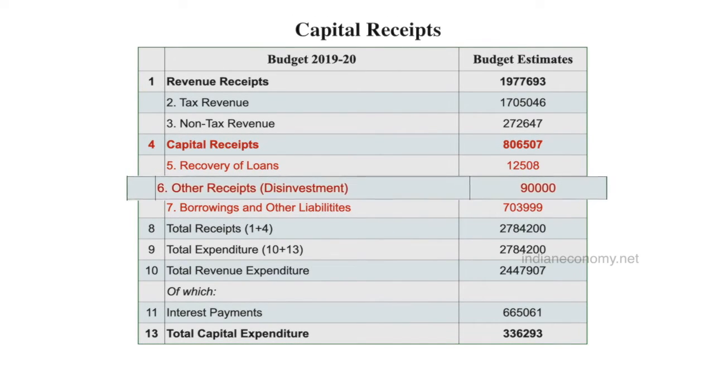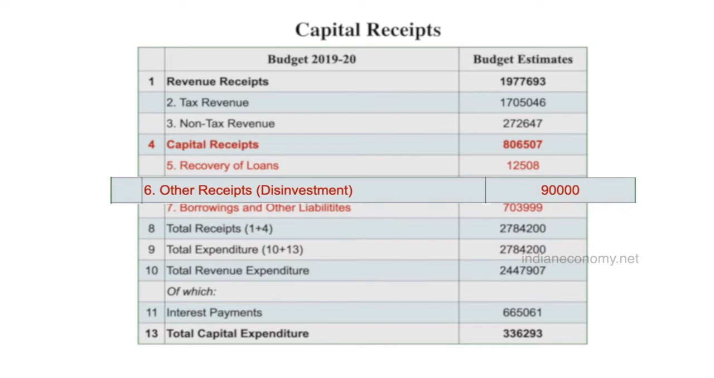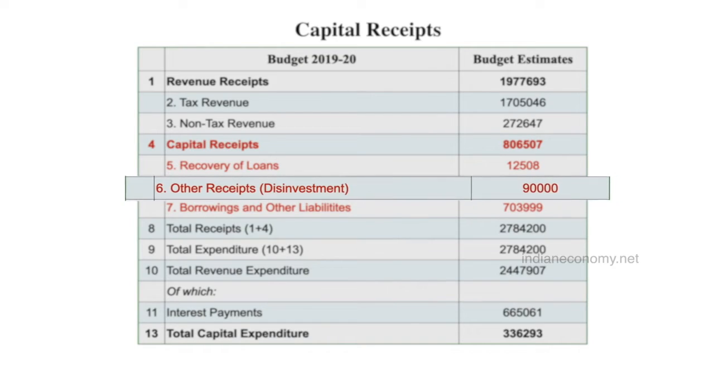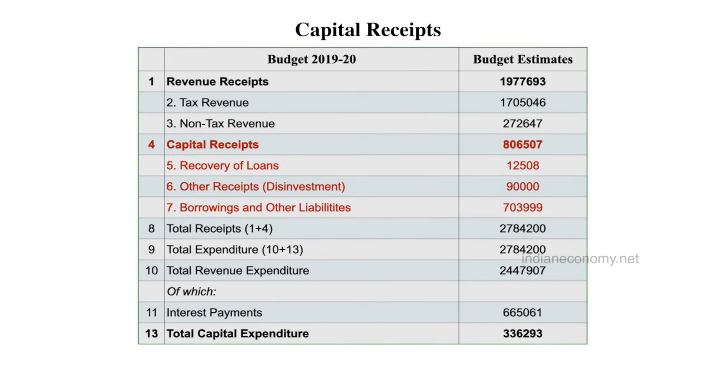And look at item number 6, that is other receipts. That shows disinvestment. The government is getting around 90,000 crores rupees through selling of shares of public sector enterprises. That is shown as other receipts, item number 6. Whereas recoveries of loan is contributing only insignificantly.